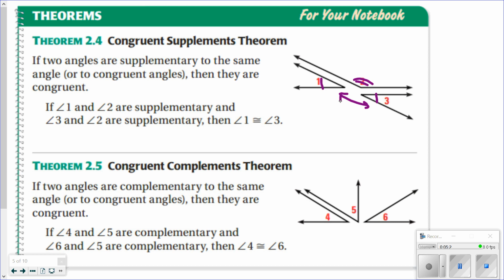Congruent complement theorem is the same thing, but now using complementary angles. So if two angles are complementary to the same angle or to congruent angles, they are then congruent. So what that's saying here is that if angle 4 and 5 are complementary, which means add up to 90 degrees, and we know angle 6 and angle 5 are also complementary angles, we then know that angle 4 and 6 have to be the same measure. They are congruent.